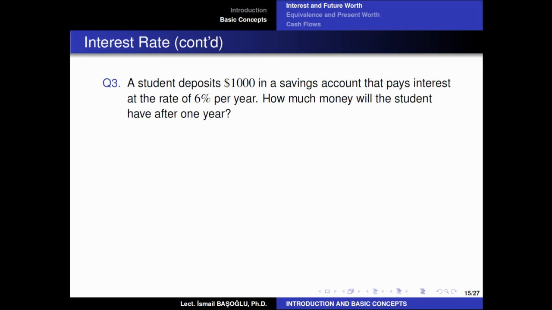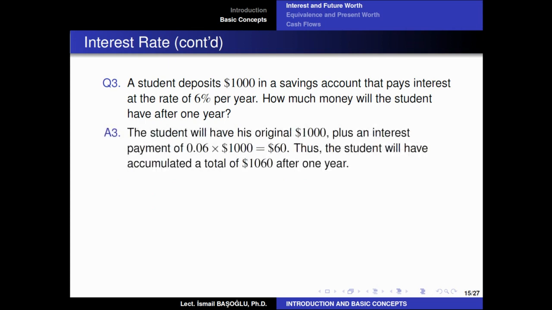Right now, the student gives away some amount of money, $1,000, to a savings account, to a bank, and that bank, that account pays interest at a rate of 6% per year. Okay. In the end of 1 year, how much money is the student going to get? Of course, this $1,000 is going to be repaid by the bank, plus an interest at a rate of 6% per year is going to be repaid.